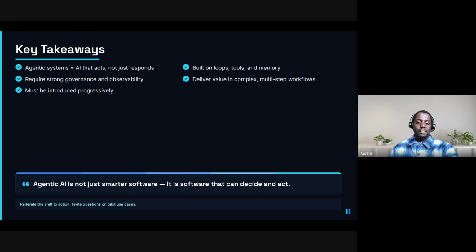Next, agentic systems deliver value in complex workflows. Most times the value is realized where the system is set up properly. There's that value in complex workflows, multiple systems and multiple workflows. That is where you get the best value for agentic systems, and not just simple workflows. So agentic AI is not just smarter software. It is software that can decide and act.